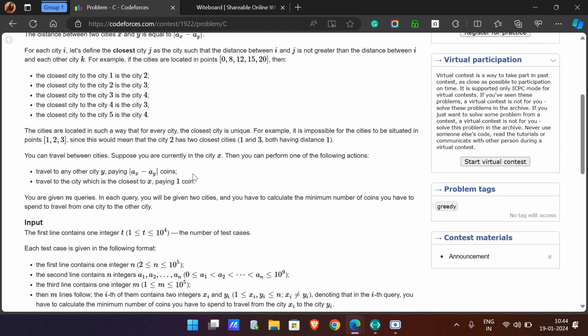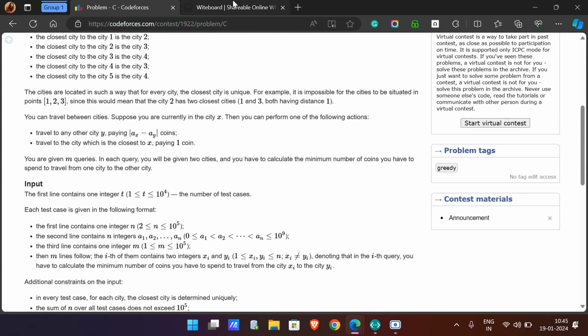So each city would have some closest city, and if I want to travel to its closest city, then the cost for that would be 1. If I'm standing at city x and I want to go to some city y, then I need to pay the absolute difference between their positions, a_x minus a_y, that much I need to pay, if y is not the closest city to x. If it is, then I need to pay only one coin.